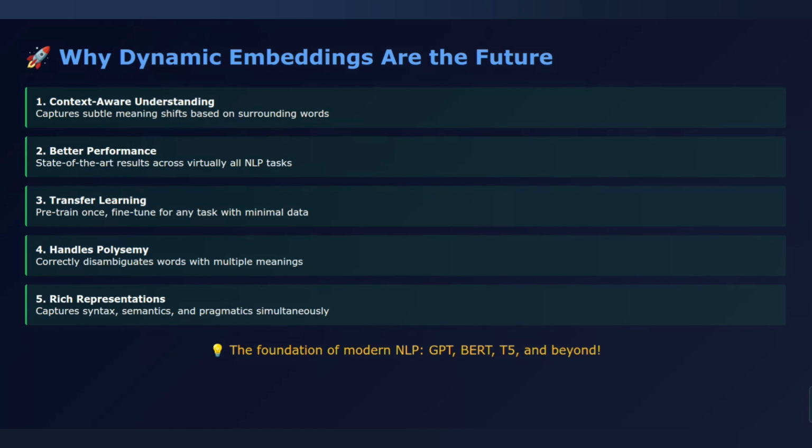And here's the thing, dynamic embeddings are the foundation of modern NLP. GPT, BERT, T5, and all the latest language models you hear about, they all build on these principles.